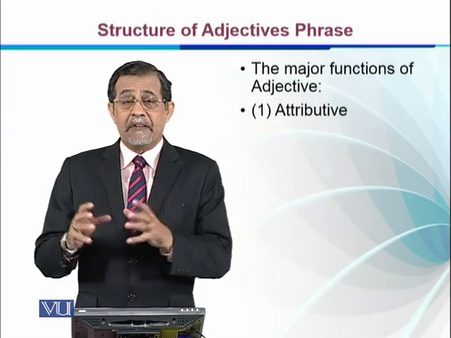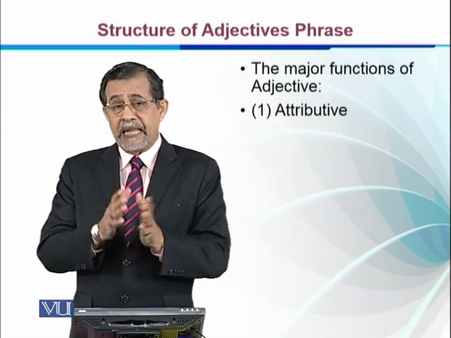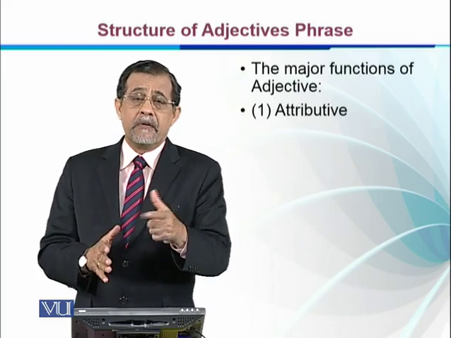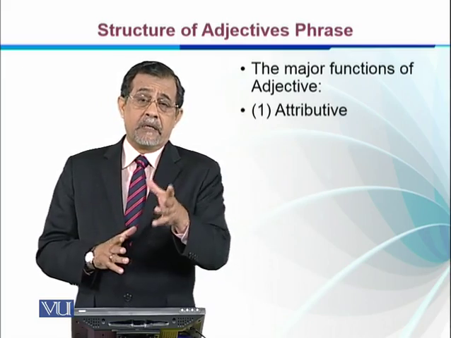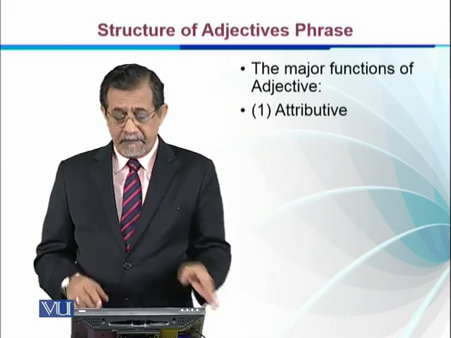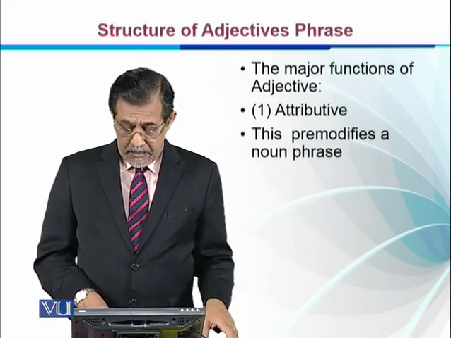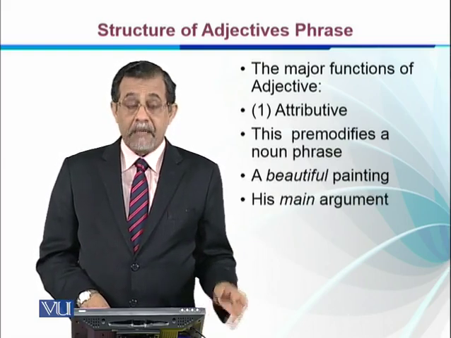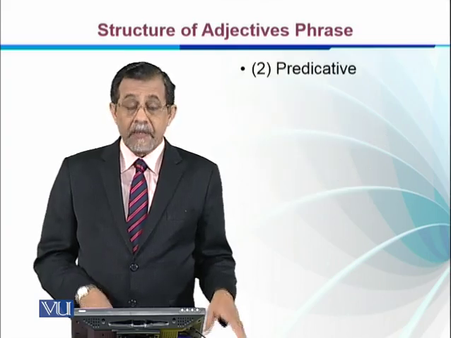Attributive. In this function, the adjective comes right before its noun, like good boy. So good comes before the noun. So we say that the adjective is used attributively. This pre-modifies a noun phrase, like beautiful painting, his main arguments, etc.